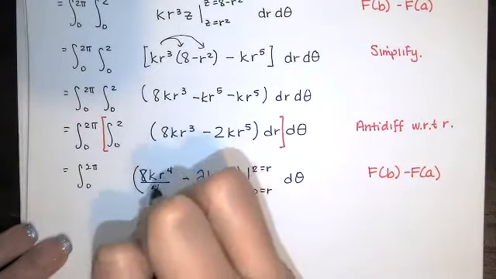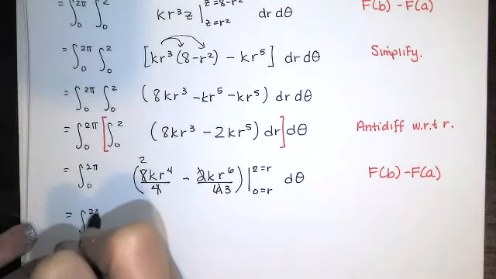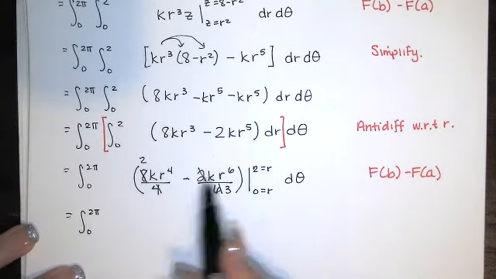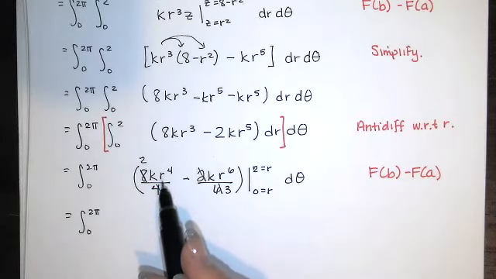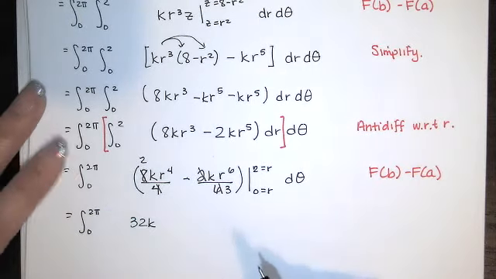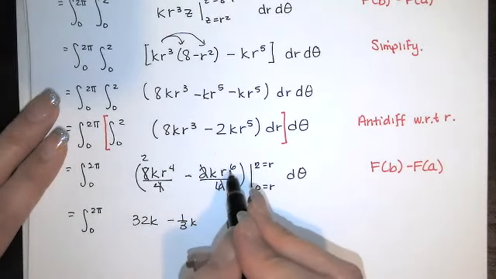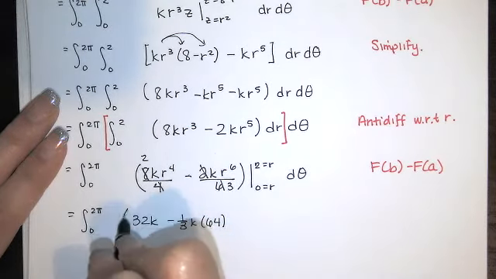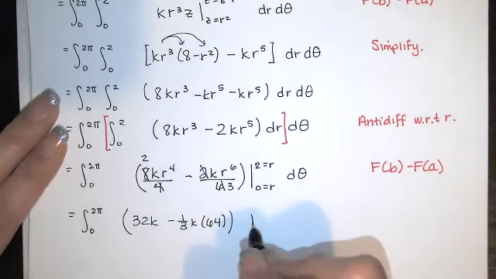And of course, we could simplify this. 4 goes into 8 twice, 2 goes into 6 3 times. So I've got 2k times 2 to the 4th. 2 to the 4th is 2 times 2 times 2 times 2. Did I say it 4 times? I hope I did. 16. 16 times 2 is 32. And then over here, I've got 1/3 of k and 2 to the 6th, that's 64. And then we evaluate all of this at r equals 0, but that's just 0 minus 0, which is of course 0.